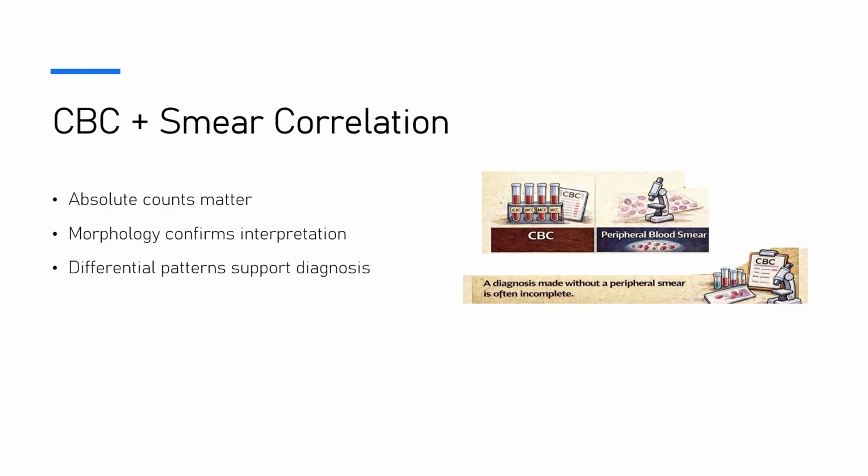Another key concept here is that absolute counts matter. A differential percentage may look normal, but if the total white blood cell count is high or low, the absolute number of each cell type can still be abnormal. So the best interpretation always comes from combining the CBC values, the differential count, and the peripheral smear morphology. A diagnosis made without reviewing the smear can often be incomplete or misleading. That's why careful smear review remains such an important skill in laboratory medicine.